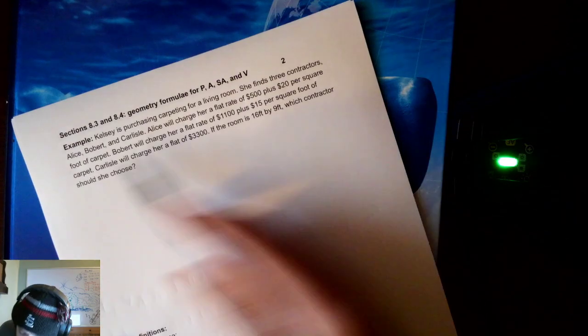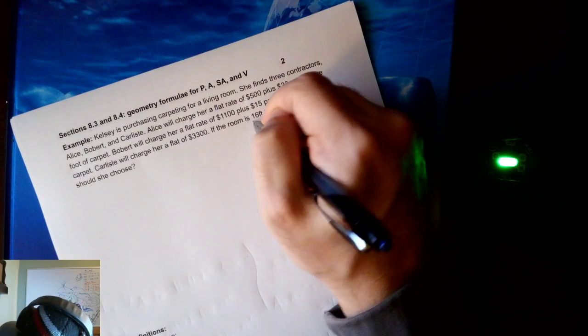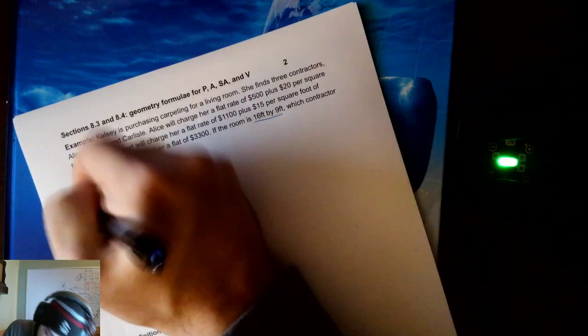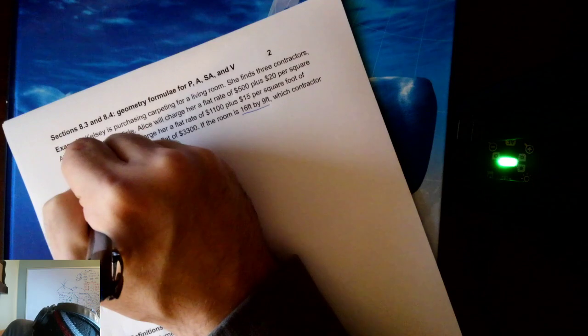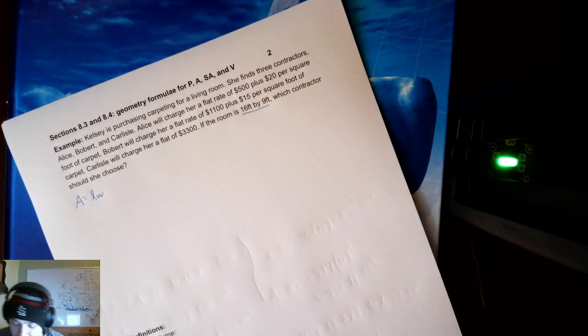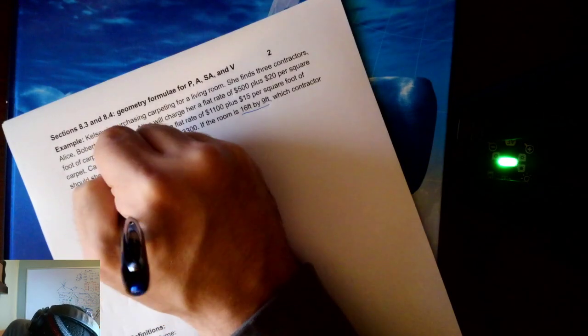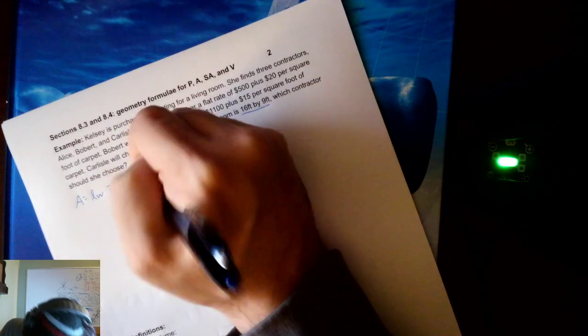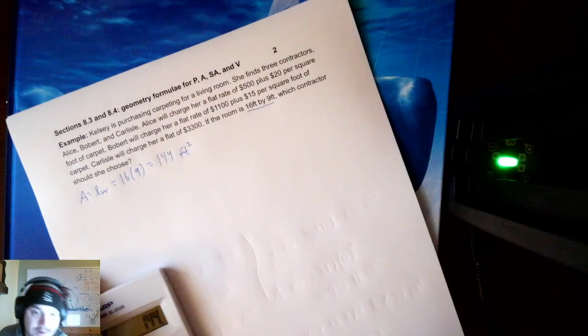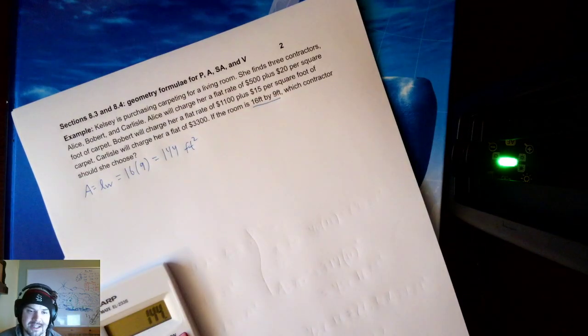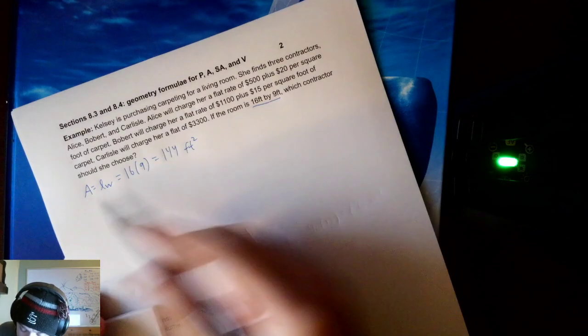So I see that I have 3 different prices and 1 room size. First thing I'm going to find is the size of the living room. Well, the area of the living room would be length times width, and it's 16 by 9. 16 by 9 will give me 144 feet squared. So that's the area.